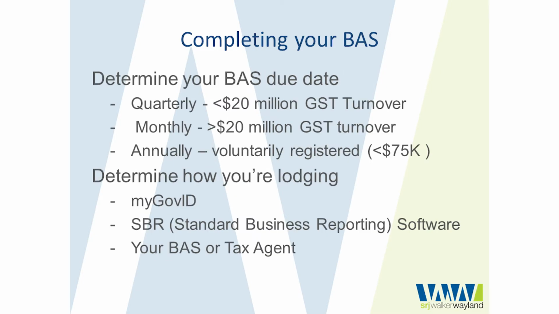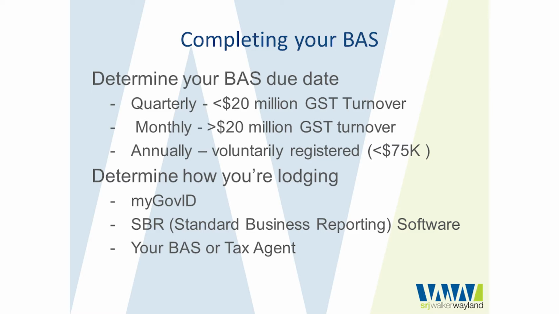So how often do you have to lodge your BAS? Well, again, it depends on your turnover. If your business GST turnover is less than 20 million, you're entitled to lodge on a quarterly basis. If it's more than 20 million, you have to lodge monthly. So your lodgement dates are 28 days after that relevant quarter, unless you utilise a registered BAS or tax agent, in which case you have a further extension until 28 days after month 2.